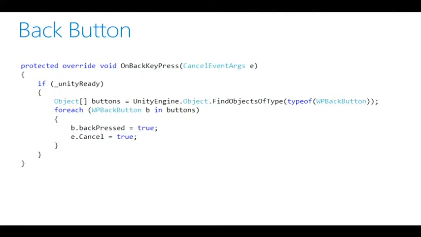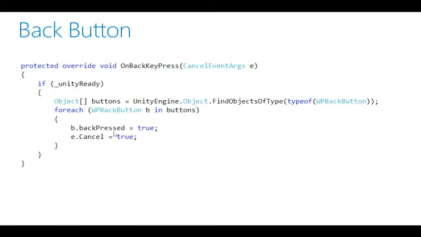This code comes out of the main menu, MainMenu XAML.cs. And all we're doing is we're finding all of the objects of that type in Unity. One of the things you have to do is add the assembly. Well, no, actually the assembly will already be part of the solution, so you don't have to find that. You simply enumerate all those back buttons.